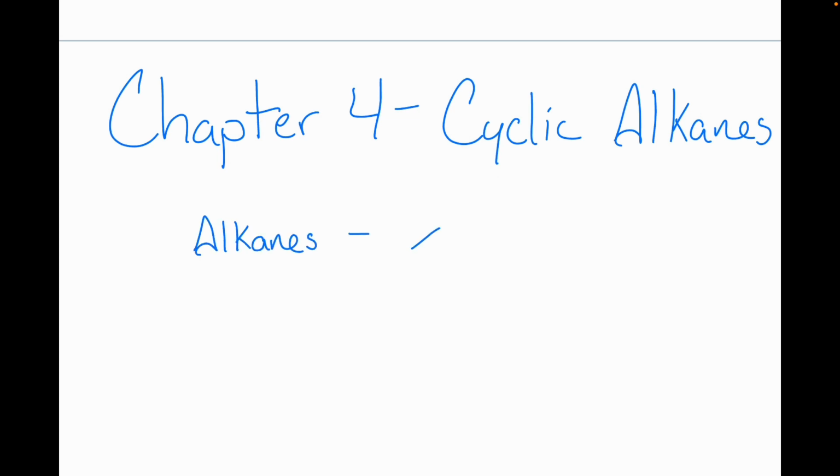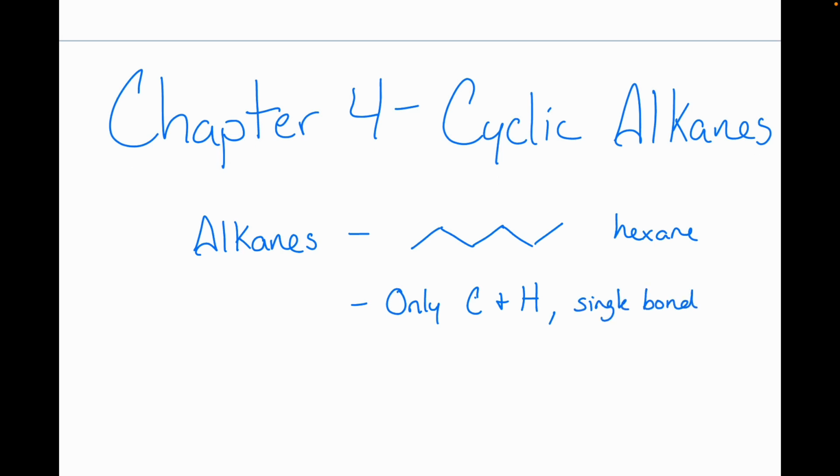All right, so for example, hexane. And we said what made an alkane is that there are only going to be carbons and hydrogens. And what was the other criteria? All single bonds. Absolutely, yep. Only carbons and hydrogens and single bonds.